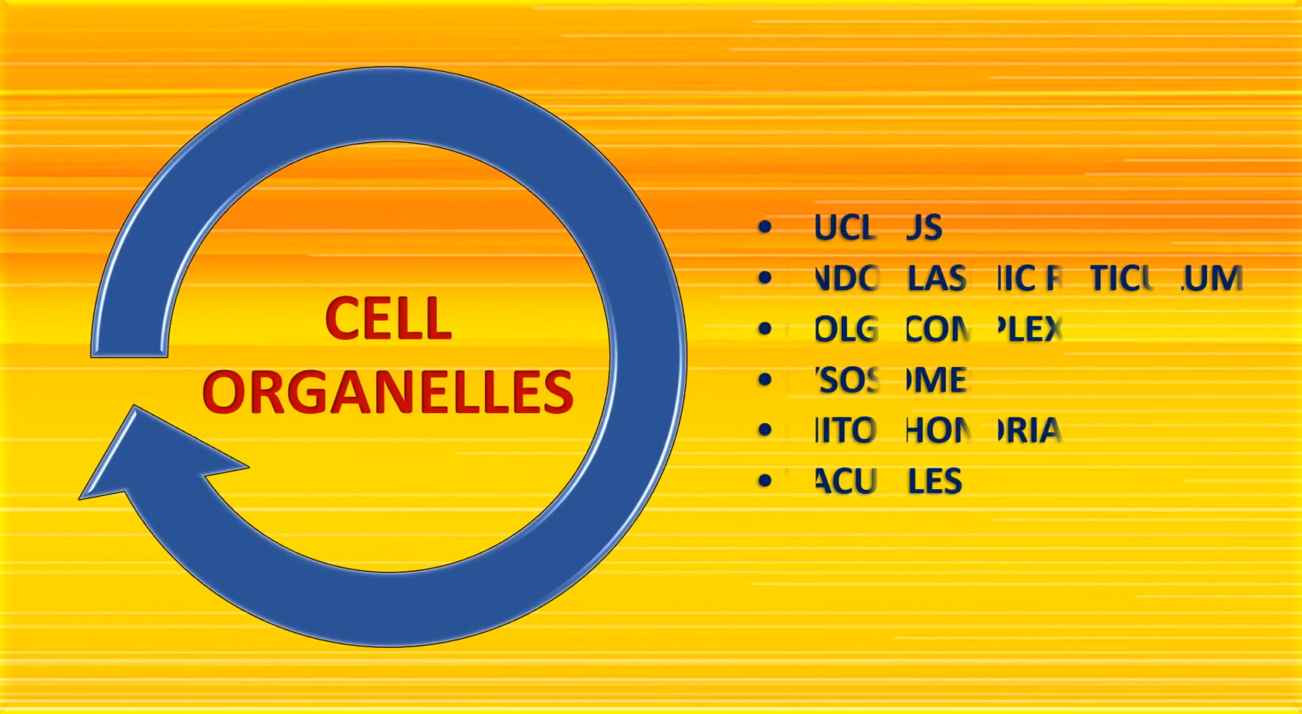Now the cell organelles present in an animal cell are nucleus, endoplasmic reticulum, Golgi complex, lysosomes, mitochondria, and the vacuoles.